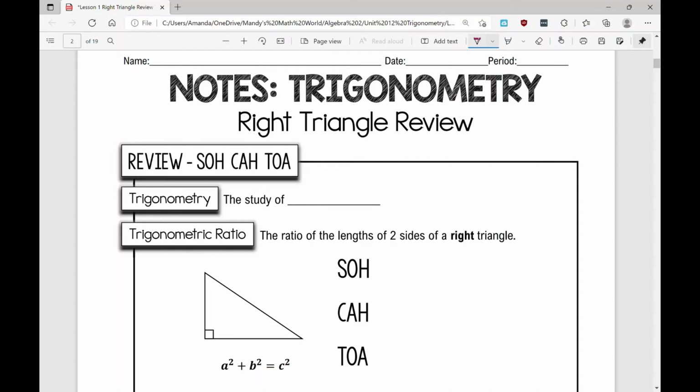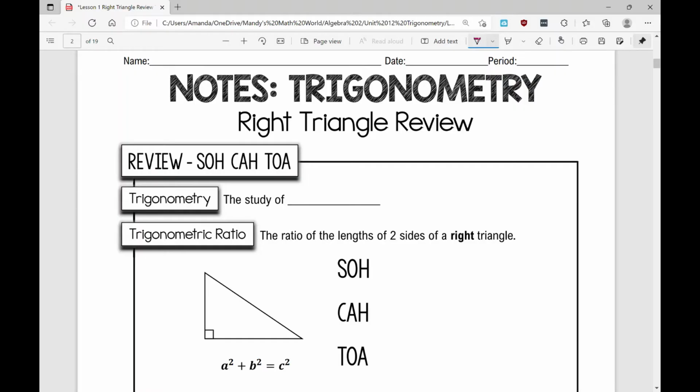We're getting started on our trigonometry unit for Algebra 2, and the first thing I want to do is review right triangles. So we're going to review SOHCAHTOA, which you may recall from geometry, but it's a mnemonic that helps us remember the ratios of the lengths of two sides of a right triangle.